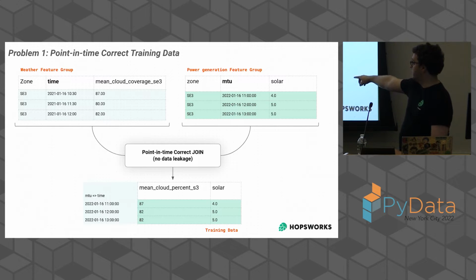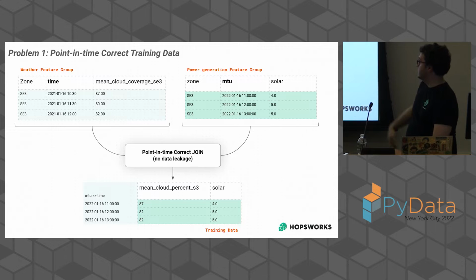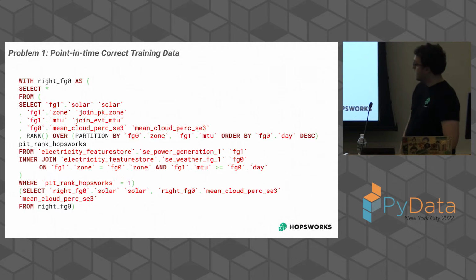So, if you look down at the bottom, the 4 megawatts gets matched with the event at 10:30, so basically the 87% cloud coverage. And the 5 megawatts for 12 and 1 p.m. gets matched with the 12 cloud coverage, which is 82%, right? So this allows us to make sure that even if the features are generated at different rates and at different times, when you join them together, you are joining them in a point-in-time correct fashion. The way you would do it in SQL is through this massive query.